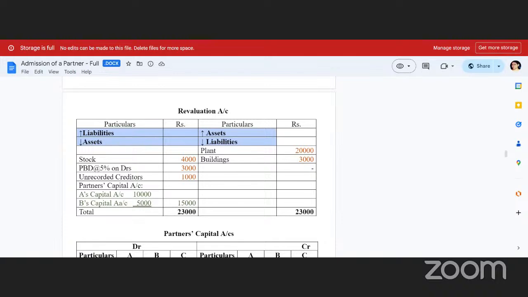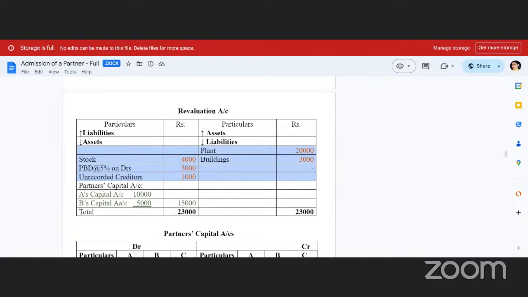So, as per our given example, plant increased by 20,000, buildings increased by 2%, that means 3,000. Stock decreased by 4,000, debtors decreased by 3,000 at 5%, and unrecorded creditors 1,000. These are the adjustments given to us in the question relating to assets and liabilities. When you total the debit and credit, the debit total is 8,000 and the credit total is 23,000. So credit is more than debit by how much? 23,000 minus 8,000, 15,000.